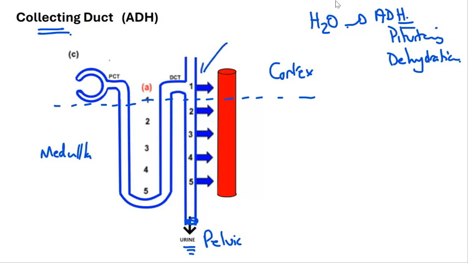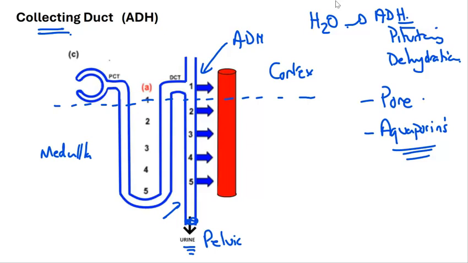So the ADH targets the collecting tubule. Let's put ADH here like this. And what it does is it opens up pores in the cells of the wall of the collecting tubule. And those pores are known as aquaporins. So this may be a link that you can make back to cell membrane structure and to the functioning of various types of pores within the cell membrane structure. So here we're actually applying it within the syllabus. So the aquaporins open in response to ADH.